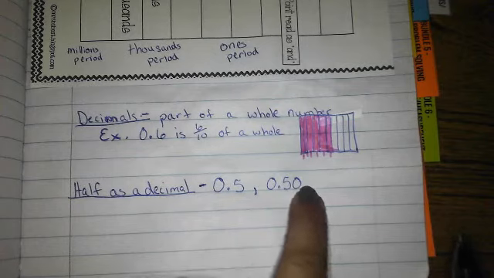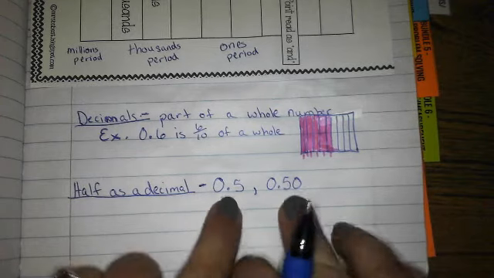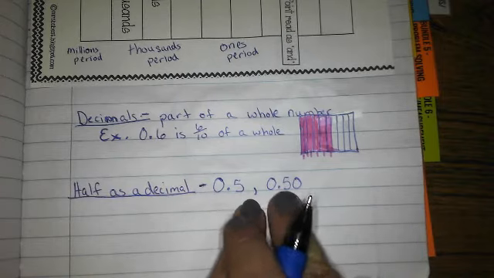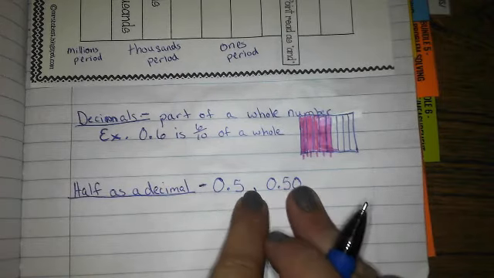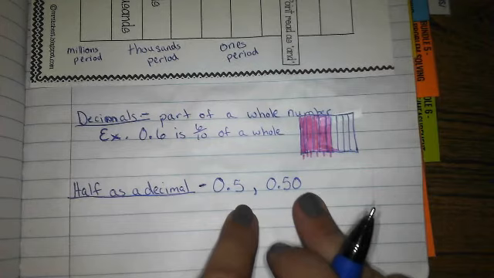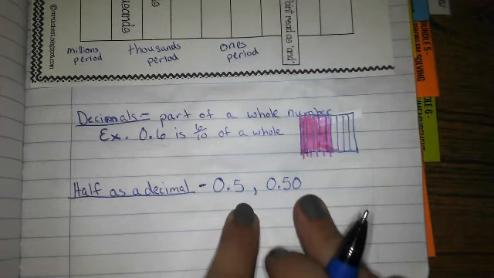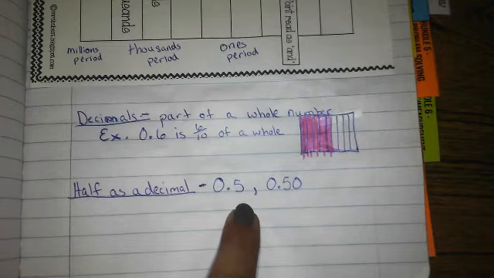So 0.50 is half of one whole. Okay, see how the two are similar? We have 0.5. One of them just has a 0 and one does not, but they are both the same thing. They are both half. Who has a question on that?